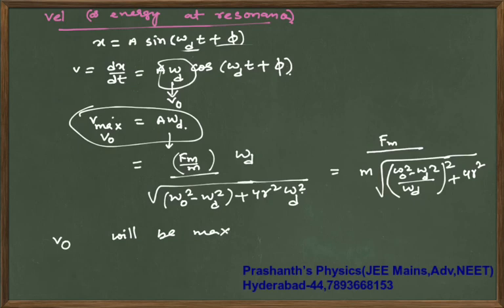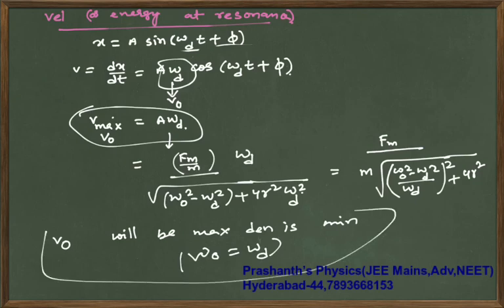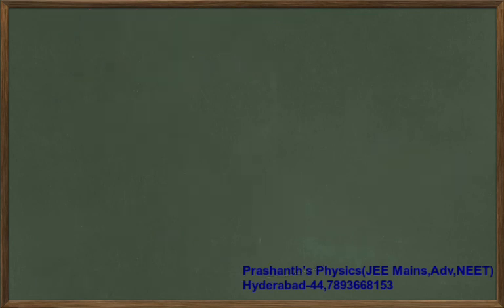So v naught will be maximum when the denominator is minimum, and it occurs when omega naught is equal to omega d. So this is your basic idea. Now what are the key takeaways in the forced oscillations and resonance summary? I will tell you.